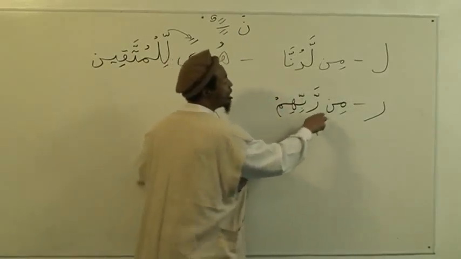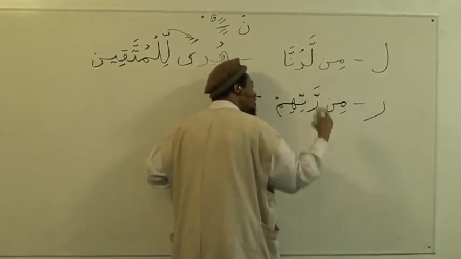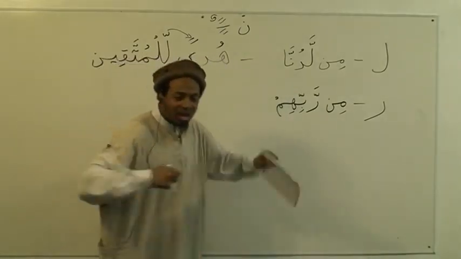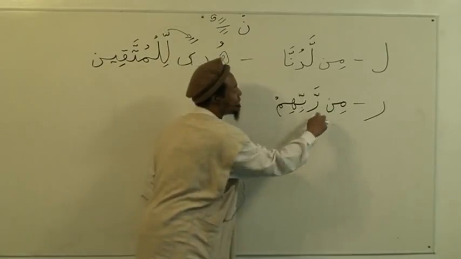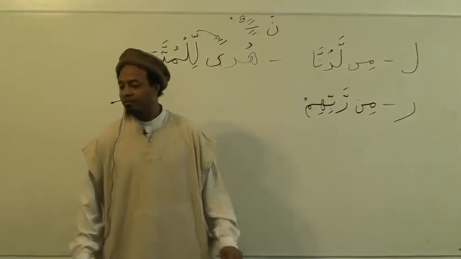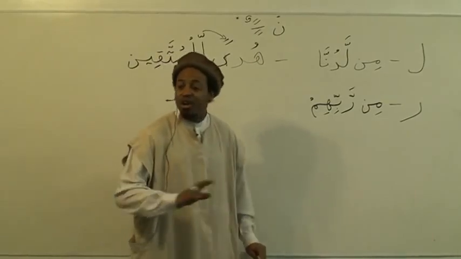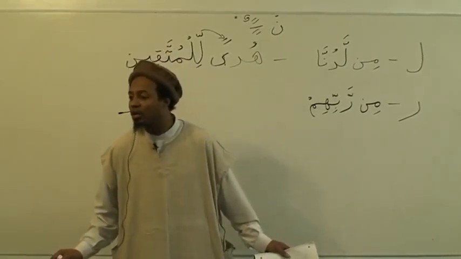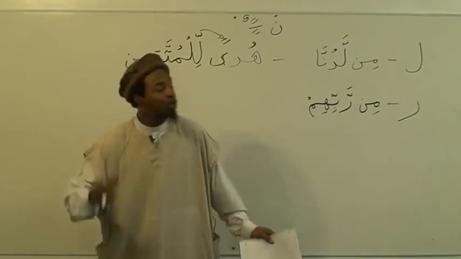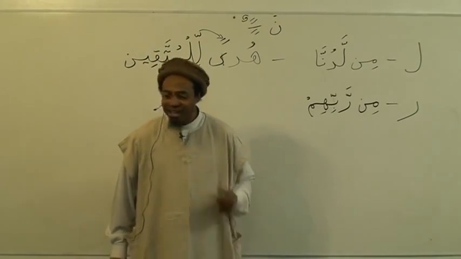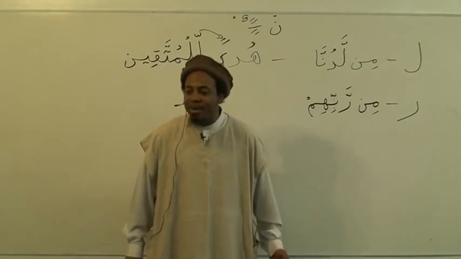Okay, now, here again, the noon is totally eaten. It's totally made idgham. What is idgham? Dakhala shay fi shay. So the noon has completely entered into the ra. Unclick your fingers. That means there is no noon sound and there is no ghunna. There's no nasality. So we have to jump straight into this ra. You understand that? Min rabbihim.